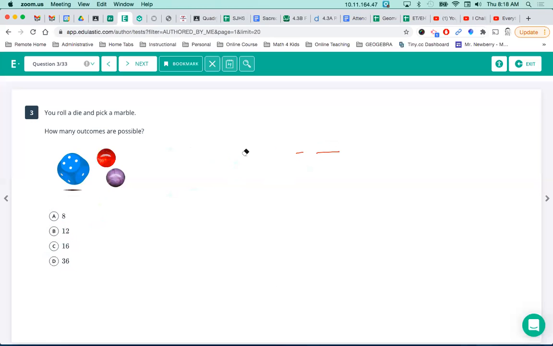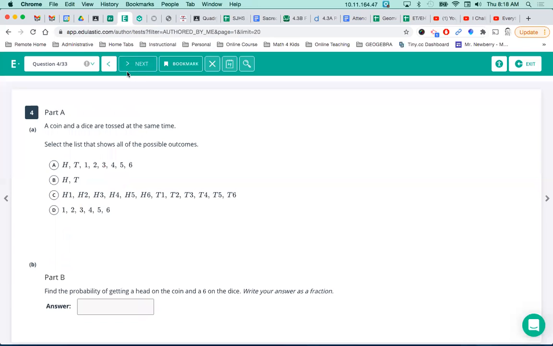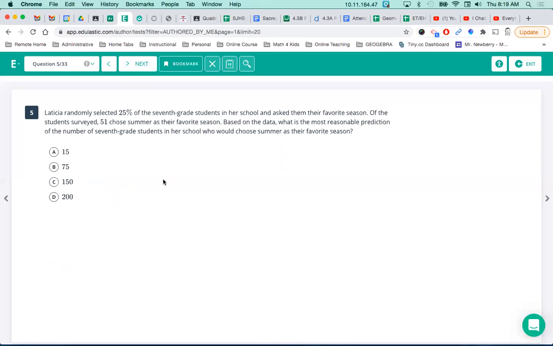All right. Next one I'm going to look at is question number 5. Letitia randomly selects 25% of 7th grade students in her school and asks them their favorite season. Of the students surveyed, 51 choose summer as their favorite season. Based on the data, what is the most reasonable prediction of the number of 7th grade students in her school who would choose summer as their favorite season?